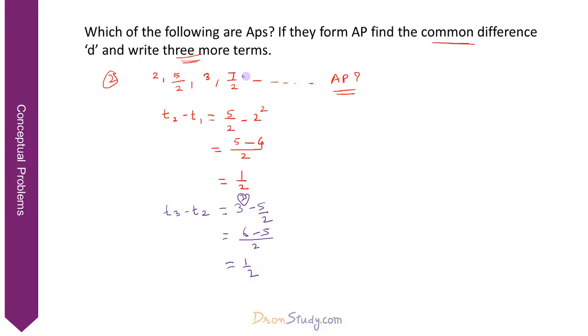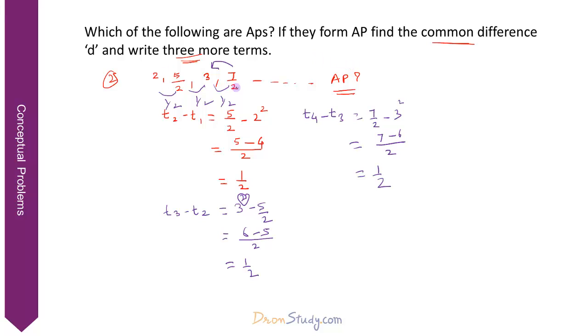Now take the next one, T4 minus T3. That will be equal to 7 by 2 minus 3. The LCM will be 2, so we will multiply by 2. So 3 2s are 6, and 7 minus 6 is equal to 1 by 2. Therefore, everywhere the difference is 1 by 2, and since the difference is the same, it is an AP.